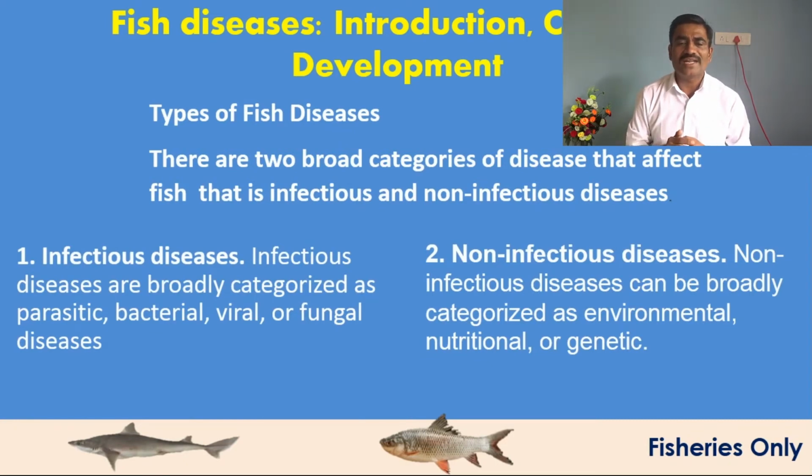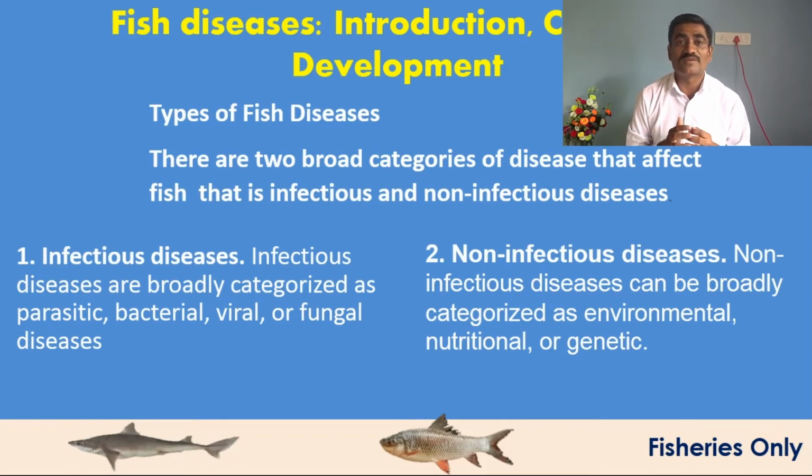Infectious diseases are broadly categorized as parasitic, bacterial, viral or fungal diseases. That is, any pathogens or harmful bacteria, viruses, fungi which affect the fishes. Pathogens and other external parasites are responsible for these diseases, which are called infectious diseases. Infectious diseases are contagious. They spread from one pond to another pond, and from one fish to another fish.